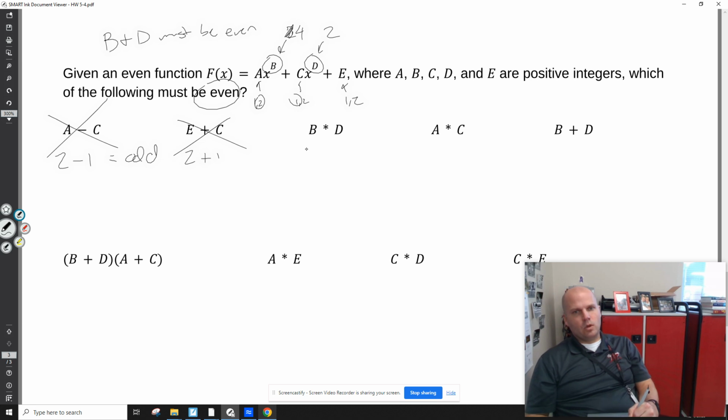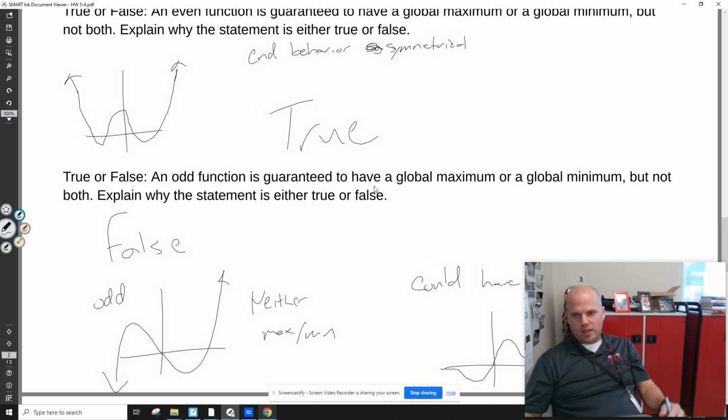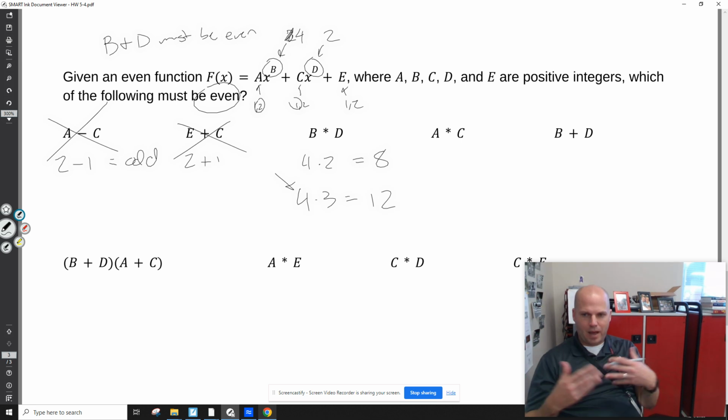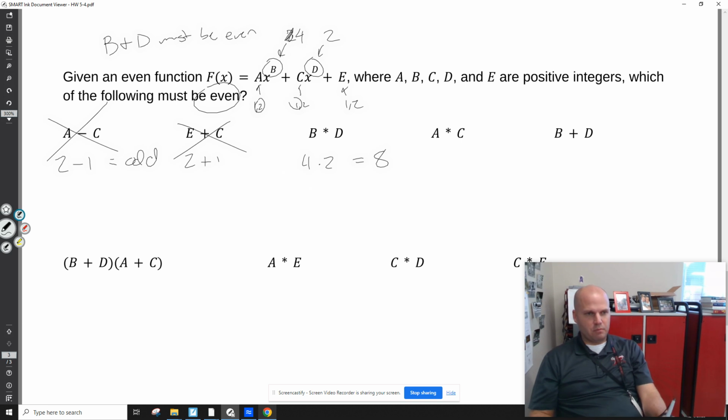B plus D. Well, an even times an even is an even. Now, if it was like 6 and 2, okay, that's still even. If it was like 6 and 8, it's still even. If you have an even number in a product, it has to be even. Even if it was like 4 times 3, that has to be even. Why? Because it's going to be divisible by 2, no matter what. So B and D is our first situation of must be even.